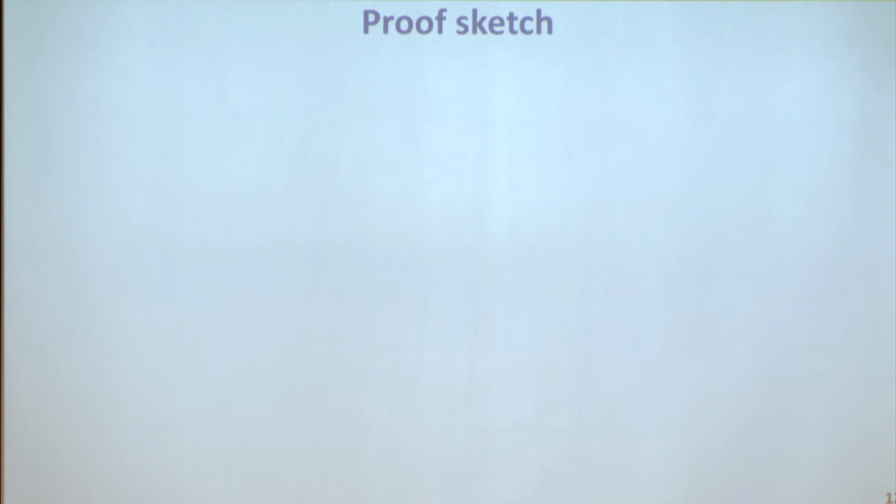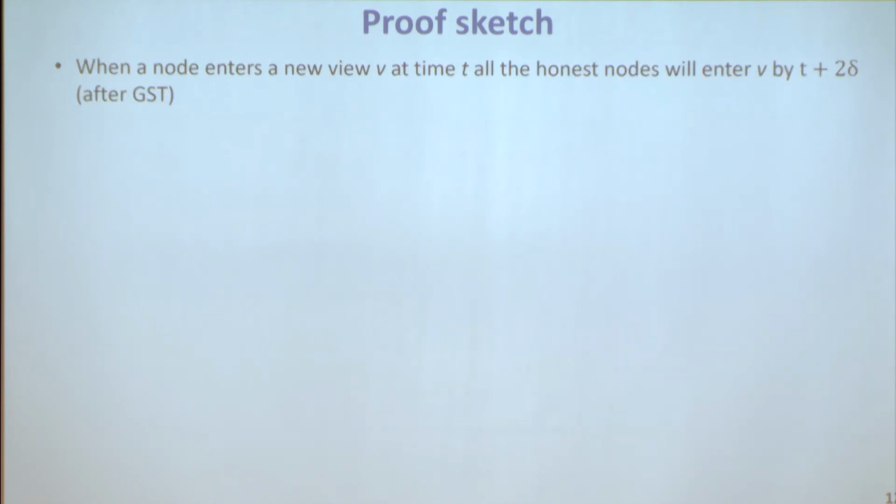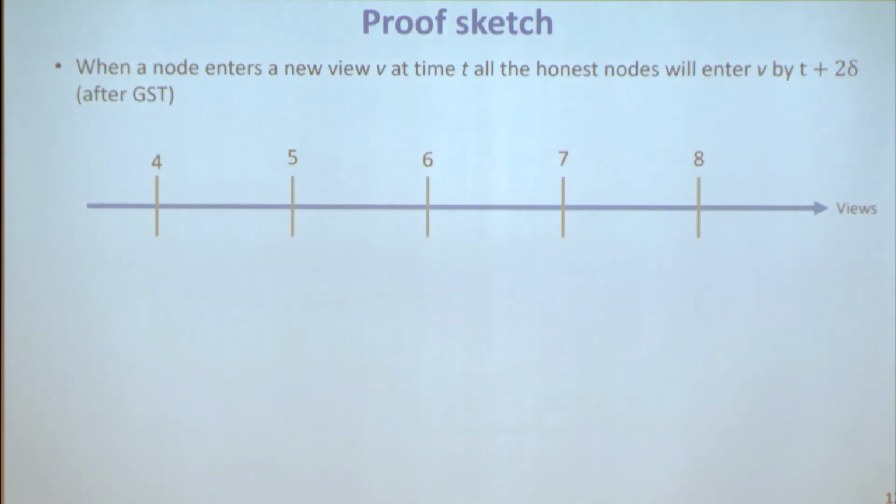Now I'll talk a little bit about the proof sketch. Let's say this is the scenario. I can guarantee that when a node enters a new round, let's say node 1 enters view 5, all the other correct nodes, 2 and 3, will enter the same view within 2 delta after GST. Again, delta is the upper bound on message delivery.